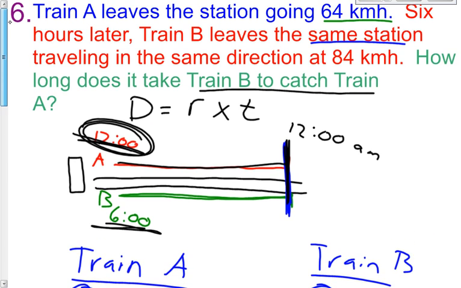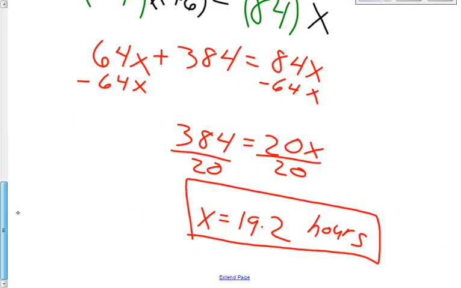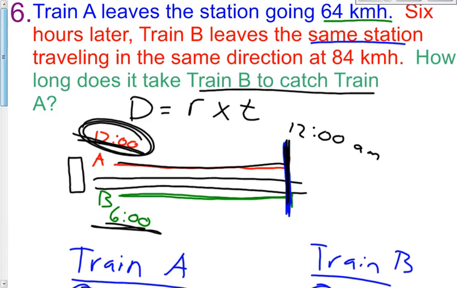Train A would then travel that 19.2 hours plus 6. So 25.2 hours would be how long train A would travel for.